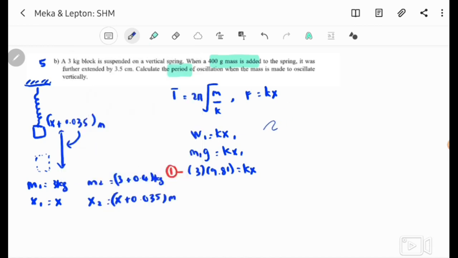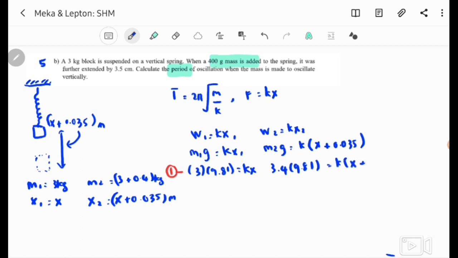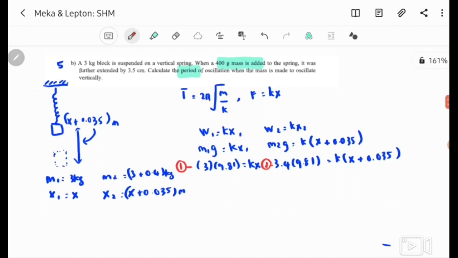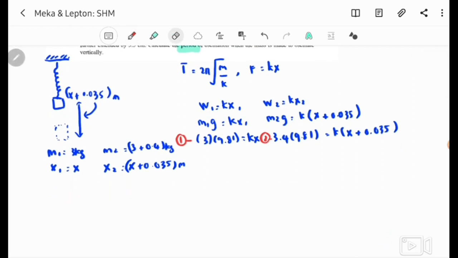Next, we have another equation. W2 equals kx2, so m2 g equals kx2, which is k times x plus 0.035. So here 3.4 times 9.81 equals k times x plus 0.035. This is our second equation. Okay, so we have two equations now, a simultaneous equation.